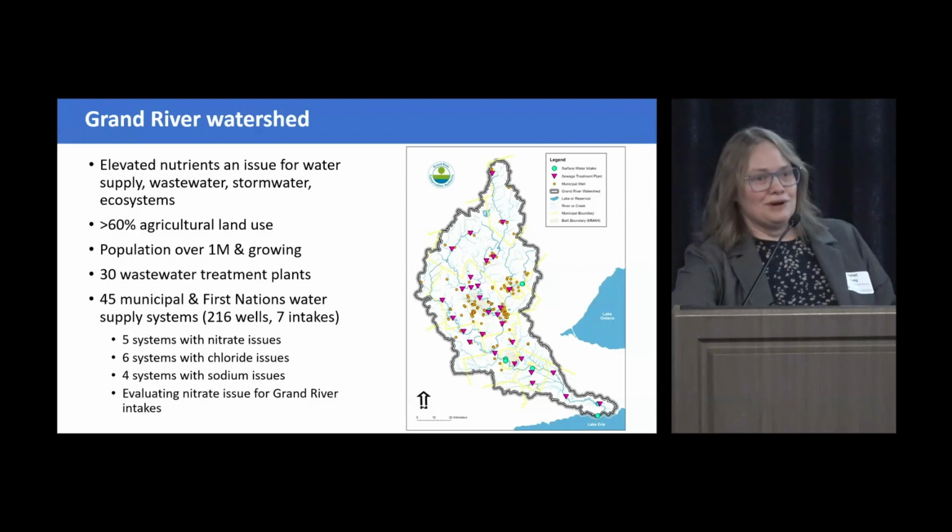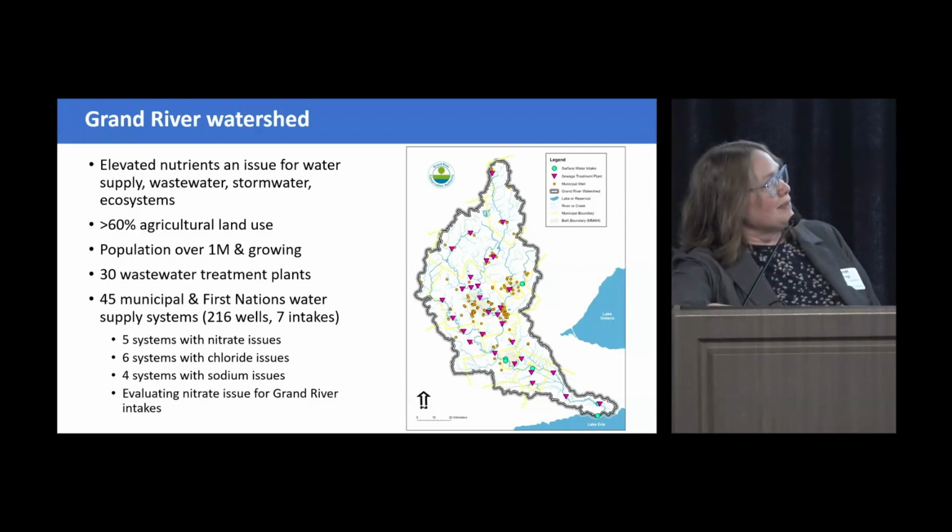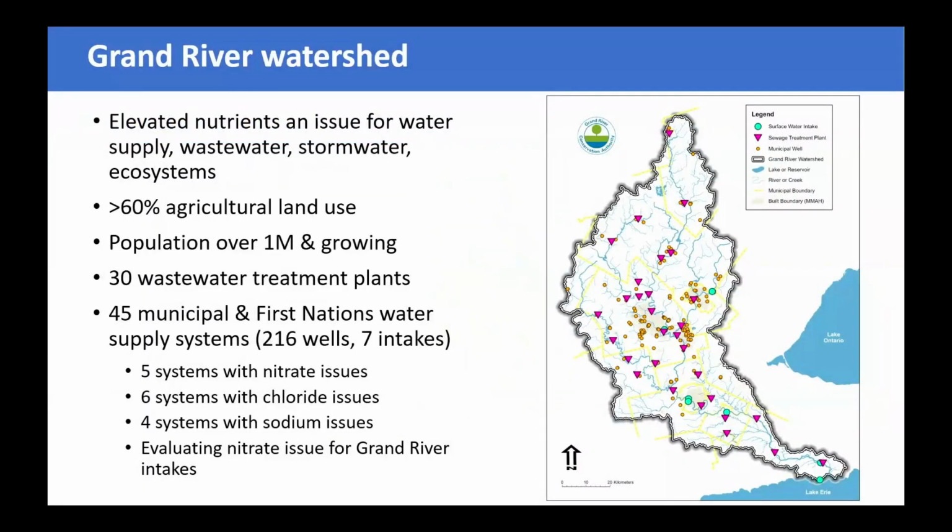But these dots are important when you're looking at nutrients. So the triangles on that map are the wastewater treatment plants that discharge treated effluent into the Grand River and its tributaries, right? So point sources of nutrients, not necessarily the driving source of nutrients across the watershed, except more of a source in low water times. But you have that agricultural landscape, which is a huge non-point source of nutrients to the watershed.